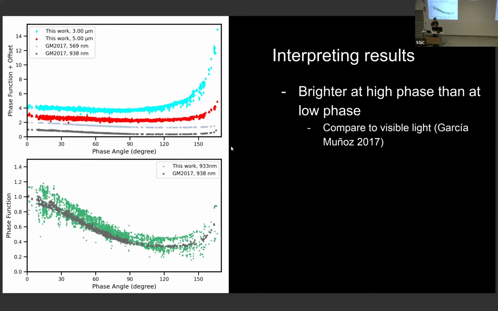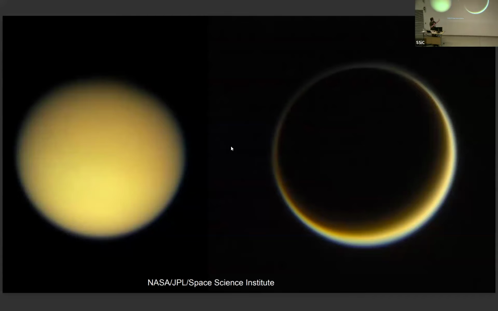And this was observed before in visible light. I'll just show this for reference. This was observed before in visible light. There's a paper by Antonio Garcia Munoz et al. back in 2017 that looked into this.